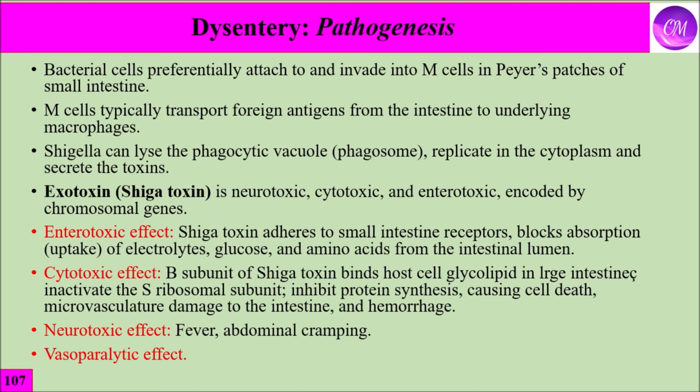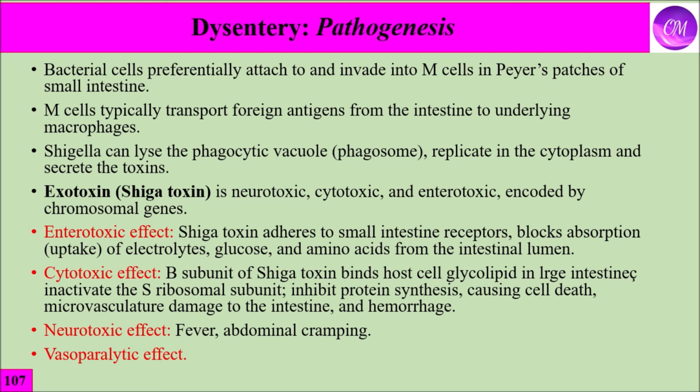Bacterial cells preferentially attach to and invade M cells in Peyer's patches of the small intestine. M cells typically transport foreign antigens from the intestine to underlying macrophages. Shigella can leave the phagocytic vacuole, replicate in the cytoplasm, and secrete toxins. Exotoxin, or another name shigatoxin, is neurotoxic, cytotoxic, and enterotoxic, encoded by chromosomal genes.